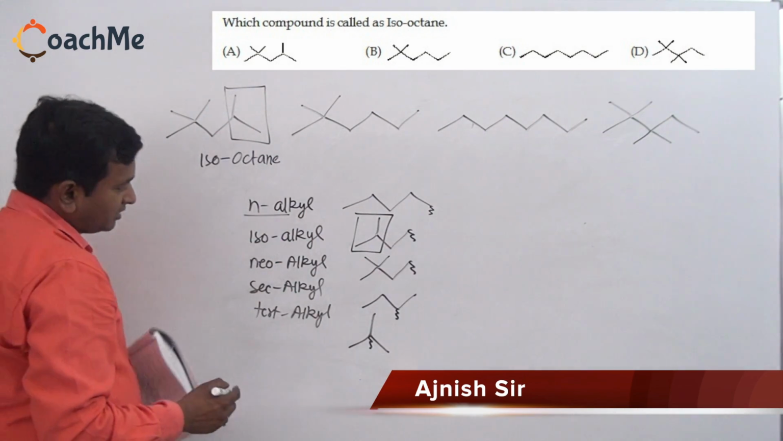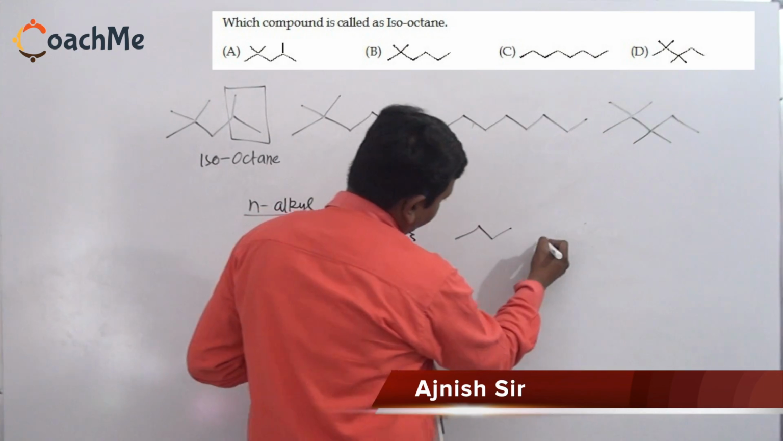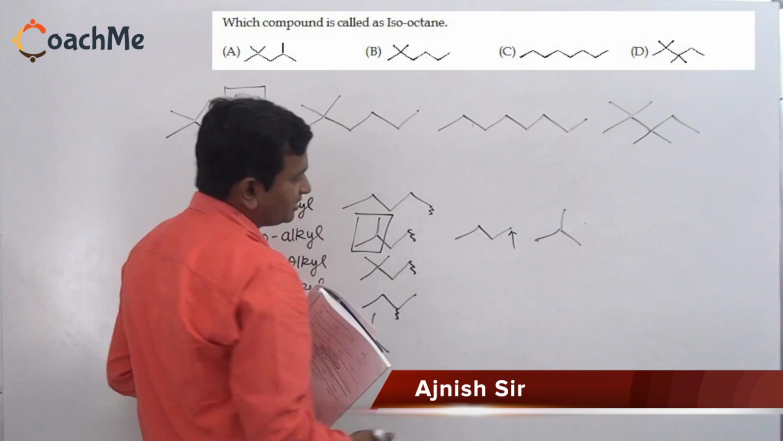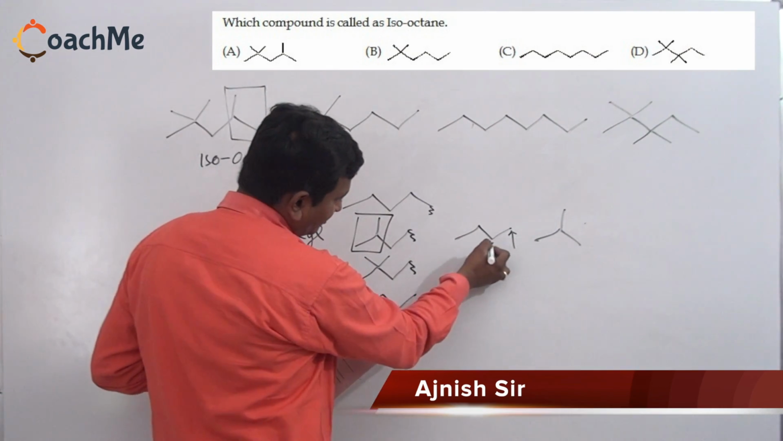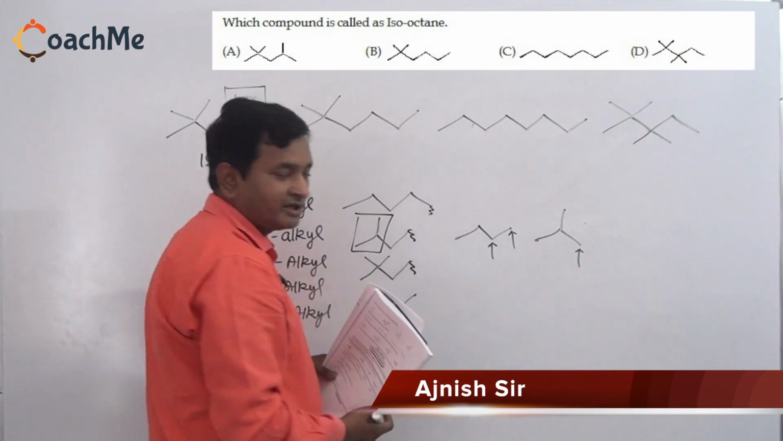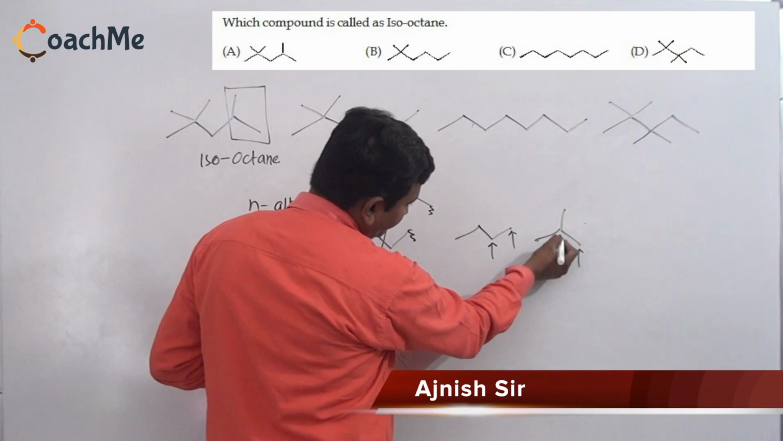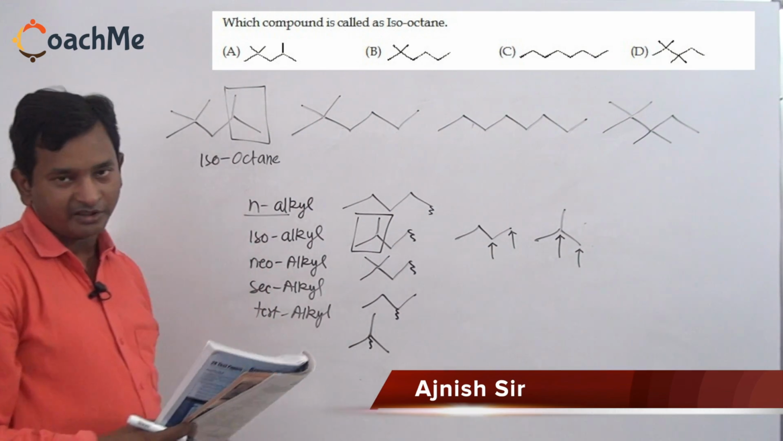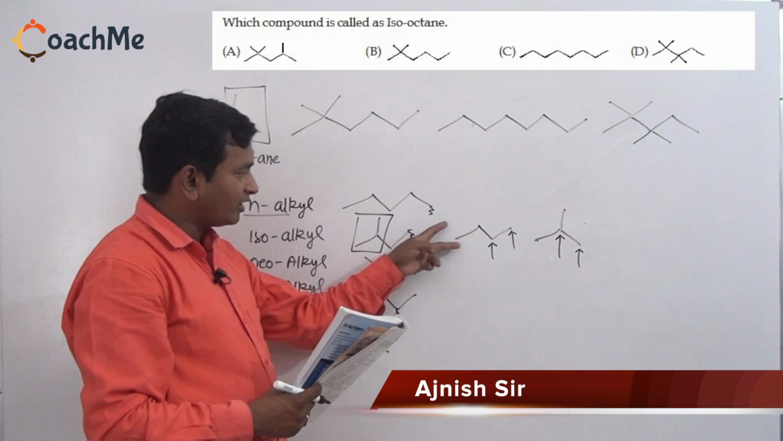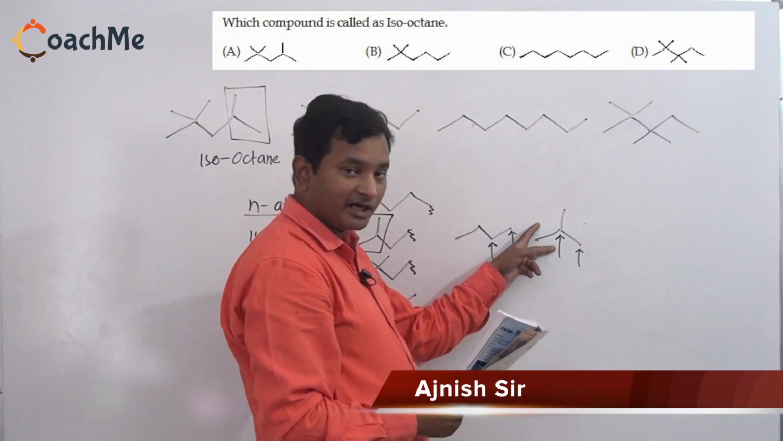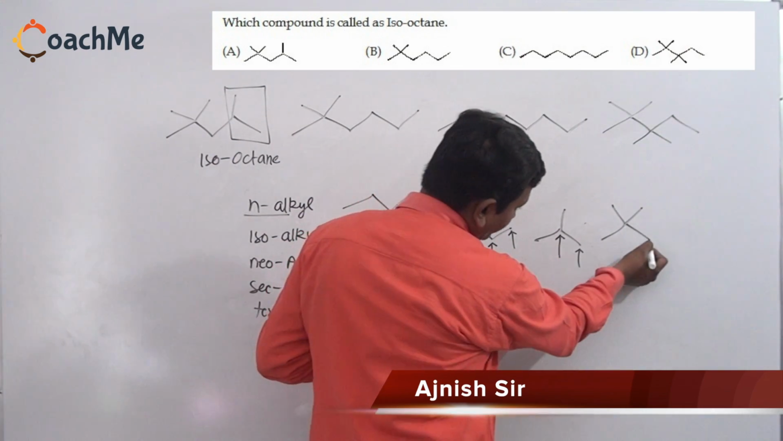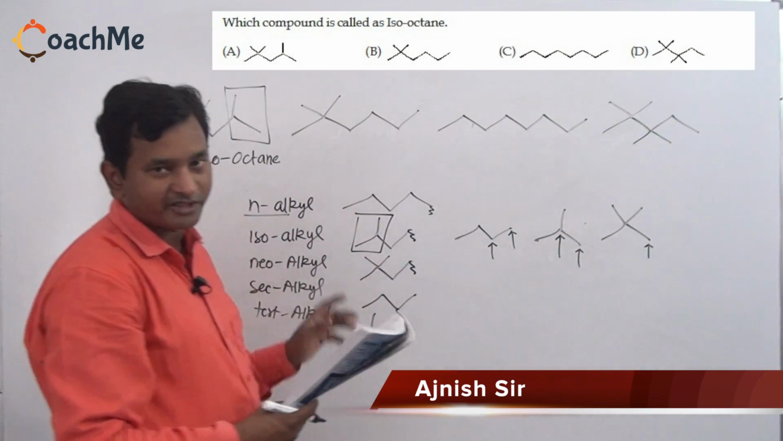So butane will be like this. If hydrogen is removed from this position, it is called n-butyl. If removed from this position, it is called sec-butyl. If removed from this position, it is called isobutyl. And if removed from this position, it is called tert-butyl. And in case of alkane, this is called n-butane, this is called isobutane, this is called neopentane, and if hydrogen is removed from this position, it is called neopentyl.